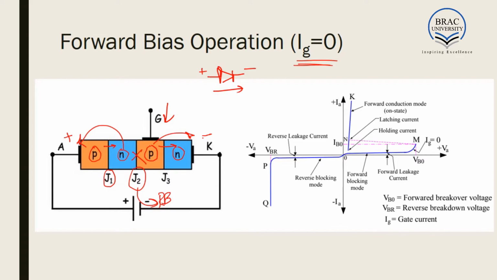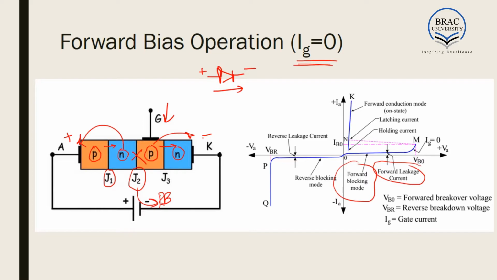Actually, I will be wrong if I say no current can flow through it. A very little current can flow through it because of the minority carriers present in it. As a result, when in forward bias operation, actually the switch is not on and current does not flow through it. So since current does not flow, we call it forward blocking mode of operation. Blocking means the current is blocked. Now, since a very little amount of current flows through it because of minority carriers, we know the current that flows because of minority carriers is called leakage current, and we call it the forward leakage current.